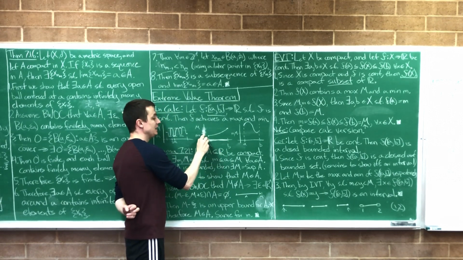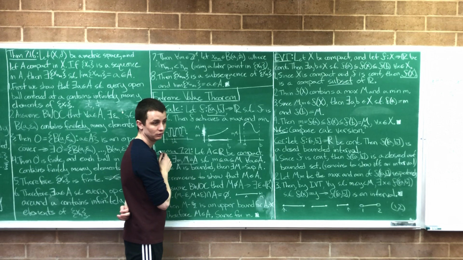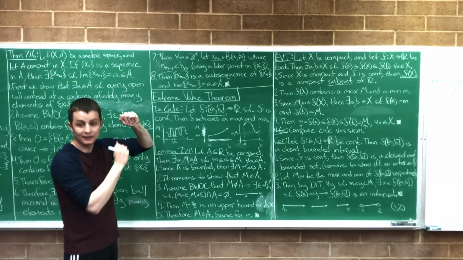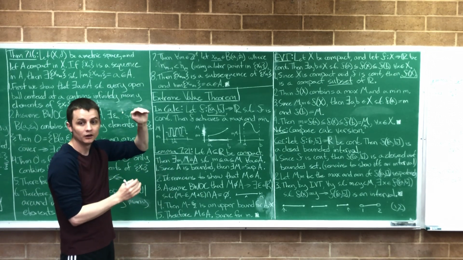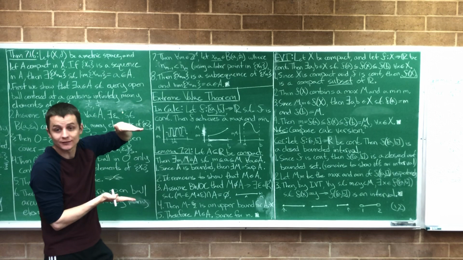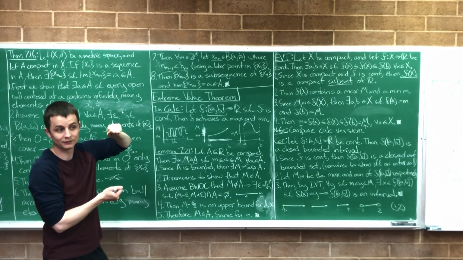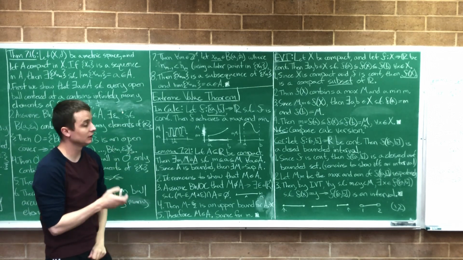means that the image is an interval. Okay. So put those together. The image is an interval that contains a minimum and a maximum. The only type of interval that contains its minimum and its maximum is a closed interval. Does that make sense? Yeah. So that's what we're proving in this special case.